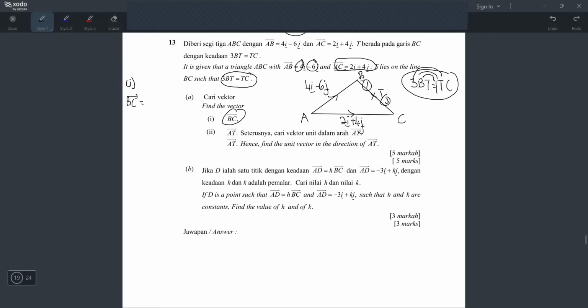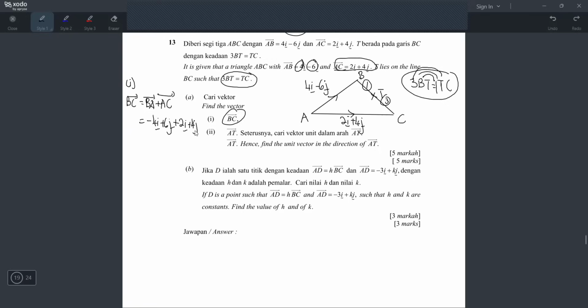Very easy. I already tell you BA plus AC. Okay, BA plus AC. So what is BA? AB is 4i minus 6j. So BA will be negative 4i plus 6j. Because opposite direction means you have to tukar tanda in the vector. And then plus with AC, 2i plus 4j.